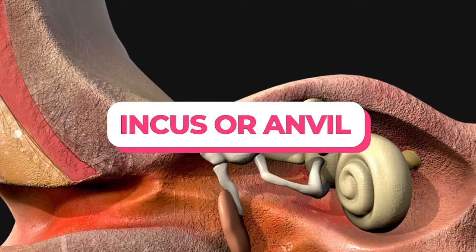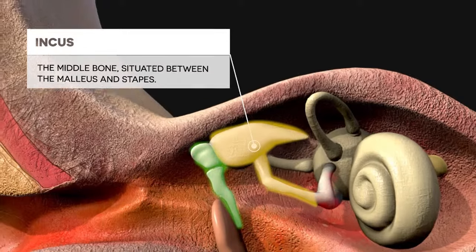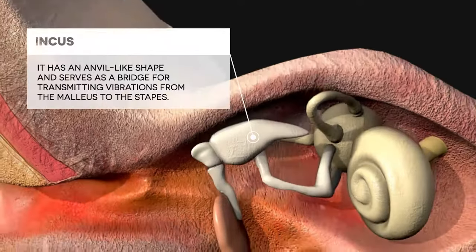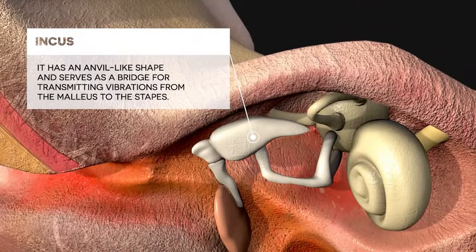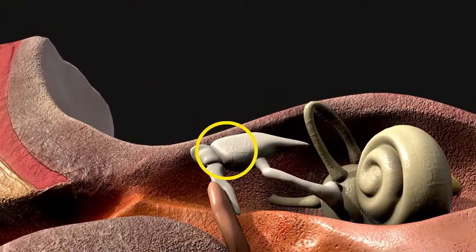Incus or anvil. The incus is the middle bone, situated between the malleus and stapes. It has an anvil-like shape and serves as a bridge for transmitting vibrations from the malleus to the stapes. The joint between the malleus and incus allows efficient transmission and amplification of these vibrations.